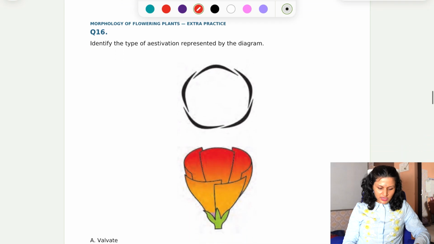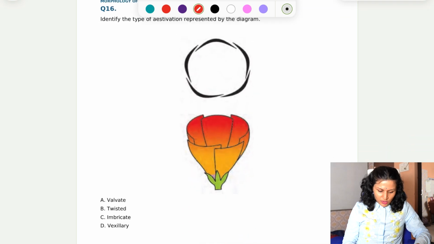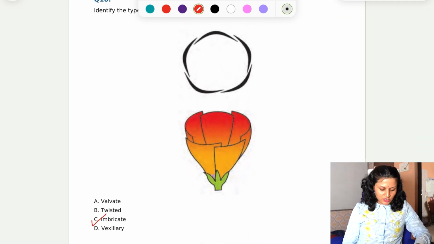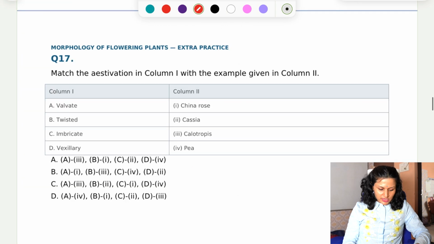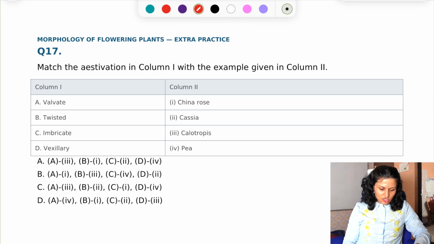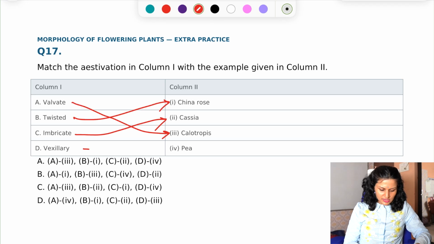Identify the type of aestivation represented by the diagram. This is imbricate aestivation. Question number 16, answer will be C. Next, question number 17. Match the aestivation with the examples given. Valvate, calotropis, twisted, China rose, imbricate, cassia, maxillary, P.